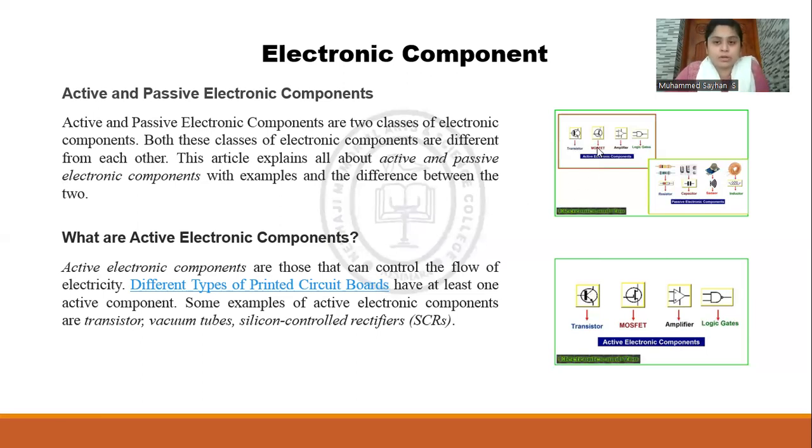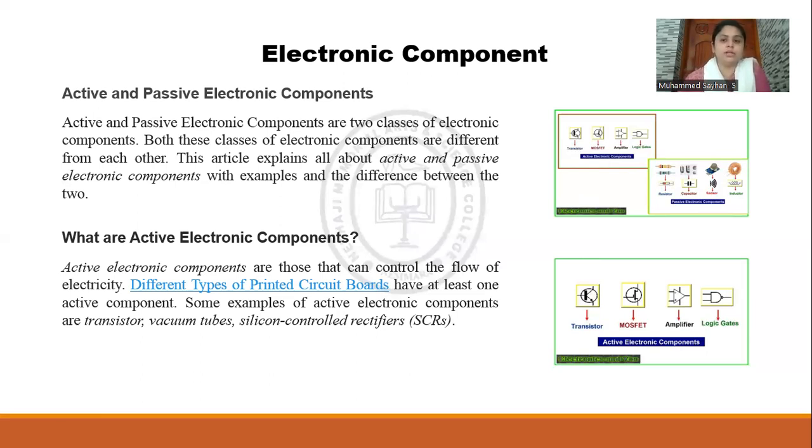Please look, active electronic components. Here we can see the transistor, MOSFET, then amplifier. And here we see the passive components like resistors, capacitors, inductors, and so on. Some of the active components are transistors, vacuum tubes, silicon controlled rectifiers, that is SCR, and so on.